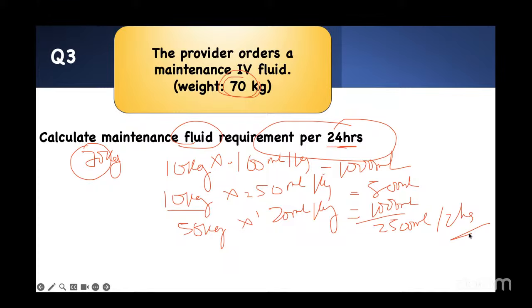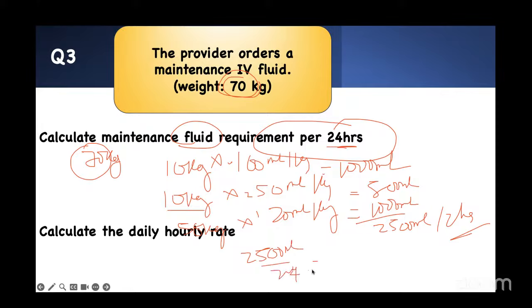This is how we can resuscitate the patient and bring them back. Now, if they ask you for an hourly rate, you already have the answer. All you need to do, if this is over 24 hours, you just divide it over 24. So 2,500 ml over 24 hours. And this should give you 104 ml per hour. That means every hour, this patient should be getting over 100, close to 105 ml. And this is how we can resuscitate them.